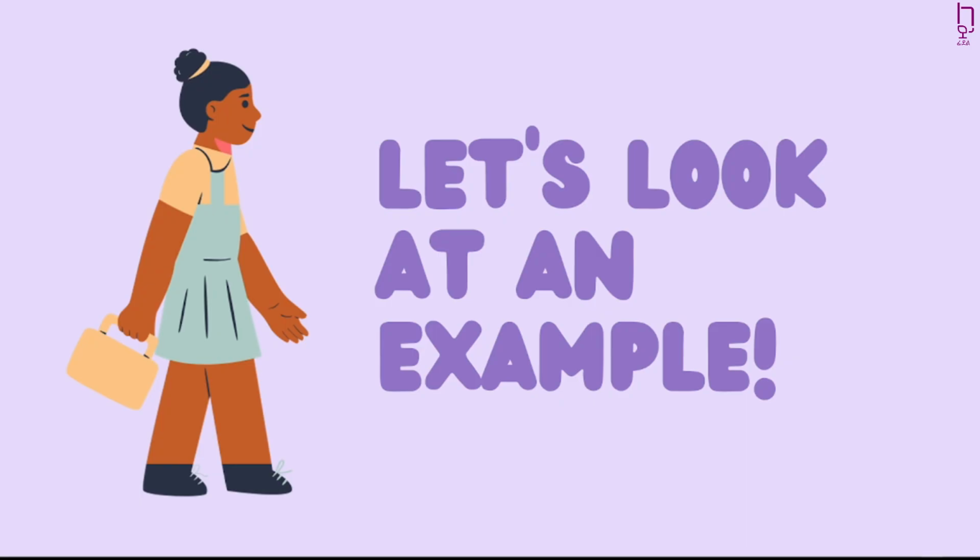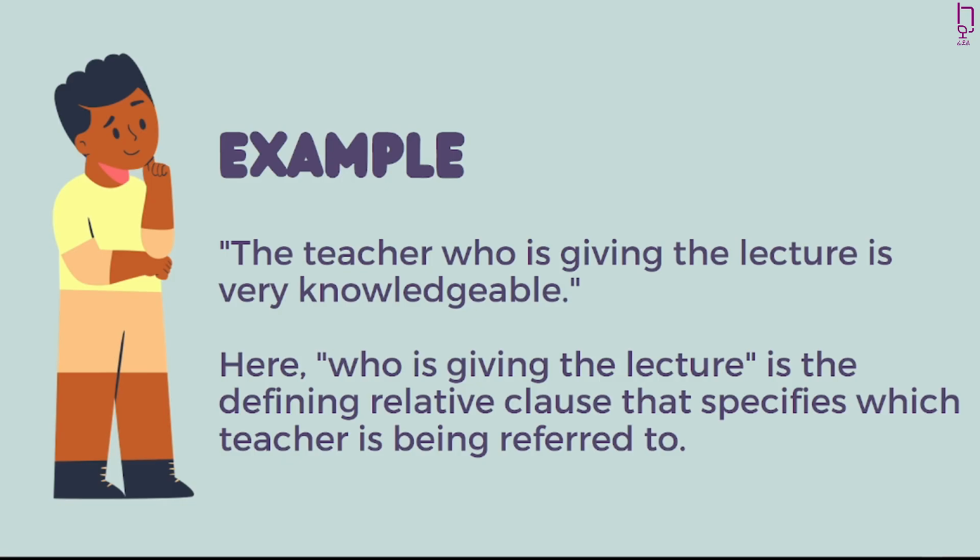Let's look at an example. For example, the teacher who is giving the lecture is very knowledgeable. So here, who is giving the lecture is the defining relative clause, okay? Because if you say the teacher is very knowledgeable, there is a question in our mind which says which teacher, right? So here, who is giving the lecture answers our question about which teacher is being referred to.